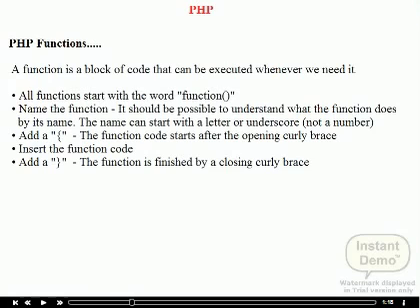Third is the curly bracket. The function code starts after the opening curly bracket. Now finally insert the function code, and last use the closing curly bracket. The function is finished by the closing curly bracket. So all the function code is written in between the opening curly bracket and the closing curly bracket. The function name always starts with an underscore or letter, not a number.